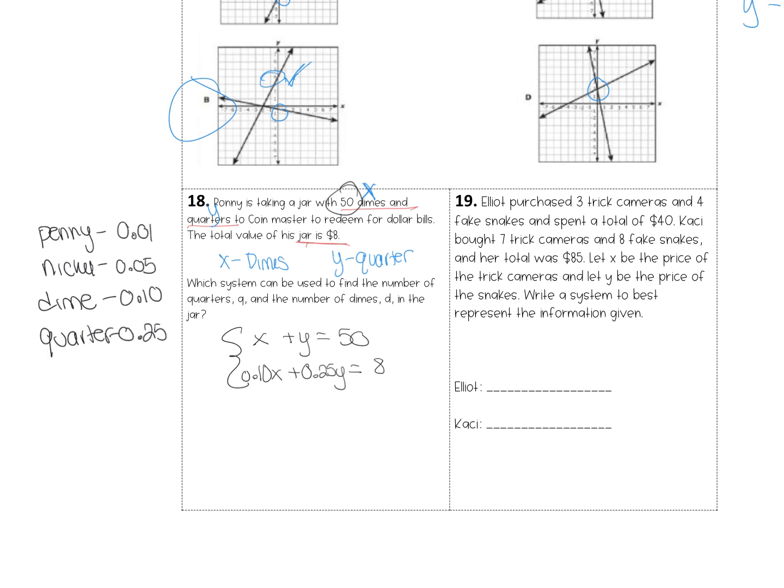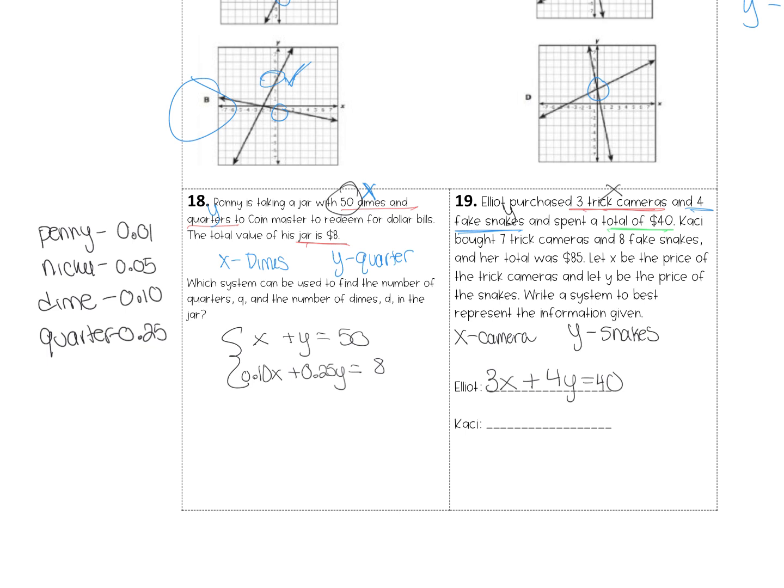Number 19, last one. Elliot purchased 3 trick cameras and 4 fake snakes, and spent a total of $40. So let's label our variables. I'm going to let X be my trick cameras, Y be the snakes, and so I'm just talking about Elliot. Elliot had 3 X's plus 4 Y's, and his total was $40.